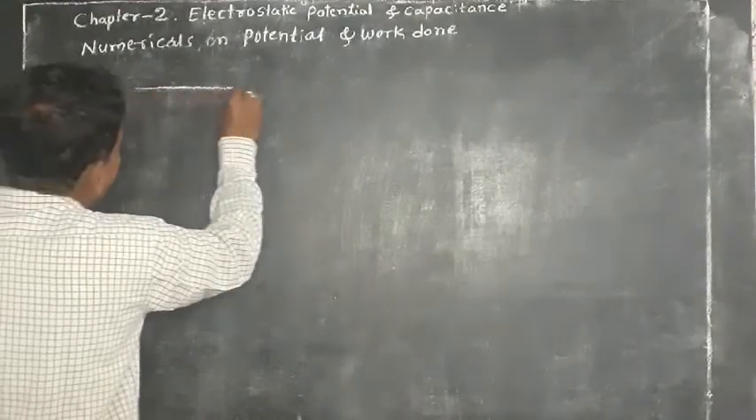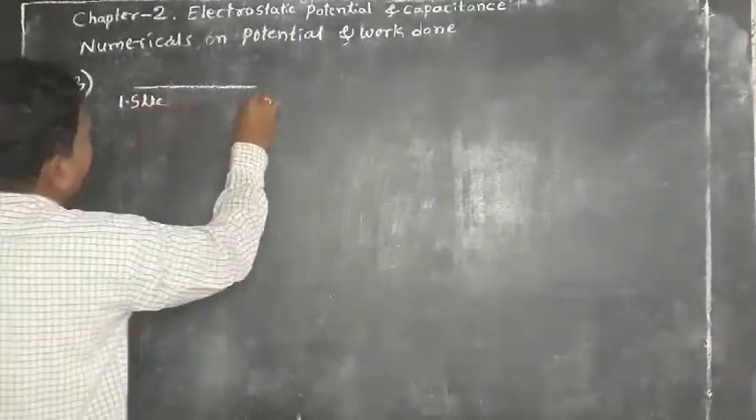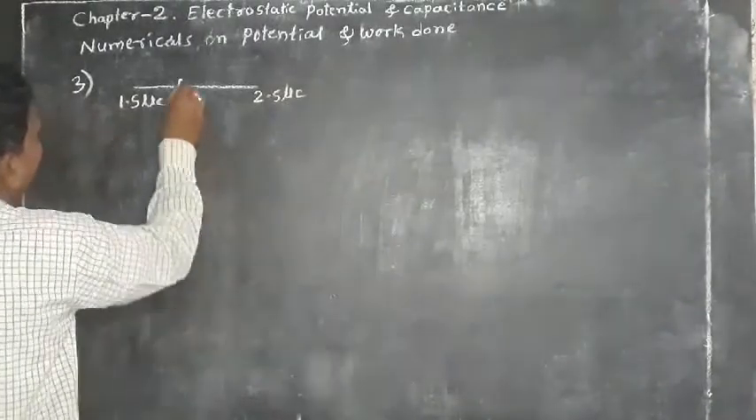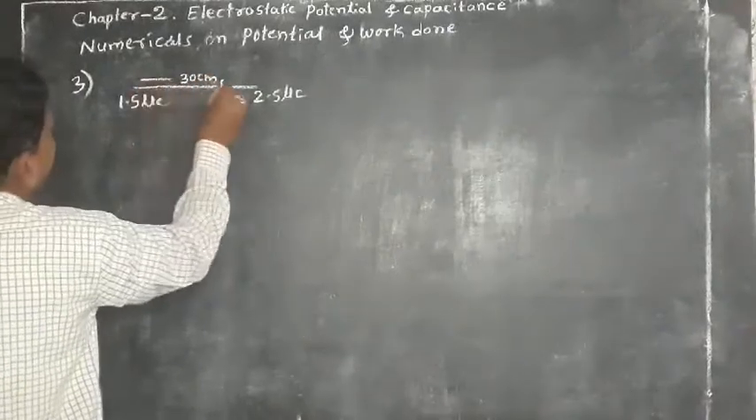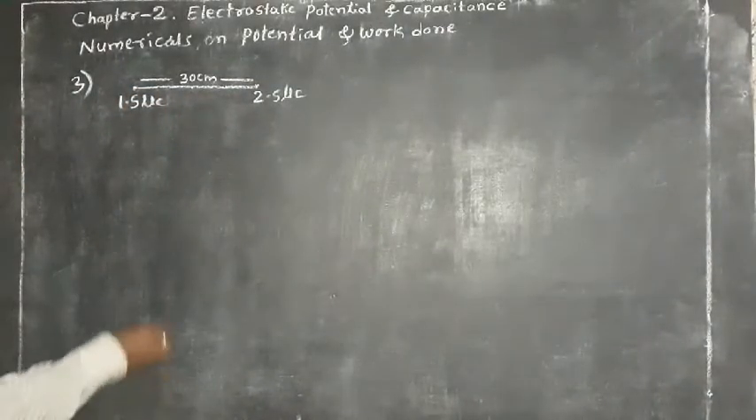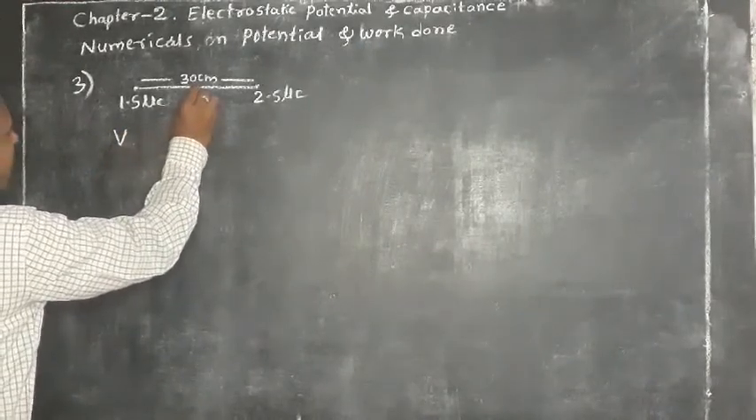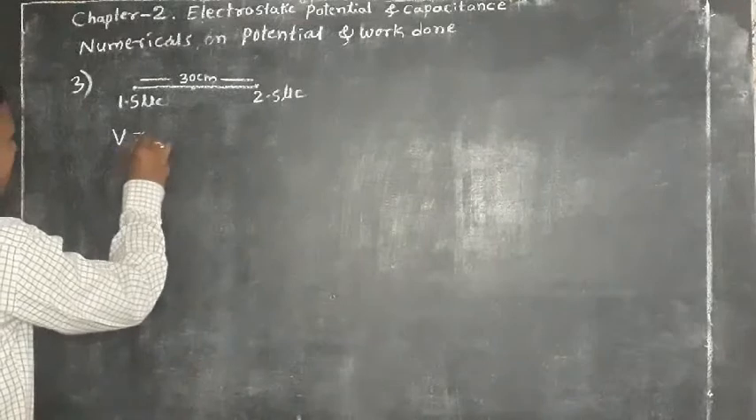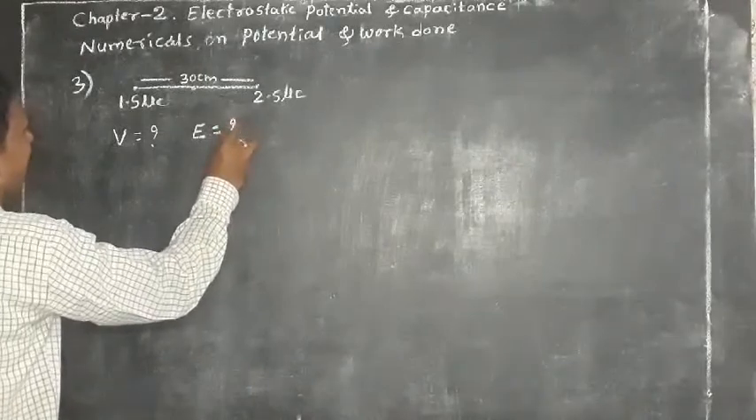Next, two charges, 1.5 microcoulomb and 2.5 microcoulomb, are 30 centimeter distance apart. They are separated by 30 centimeter. Then calculate potential at the midpoint of the line joining the two charges, and also calculate electric field at that point.